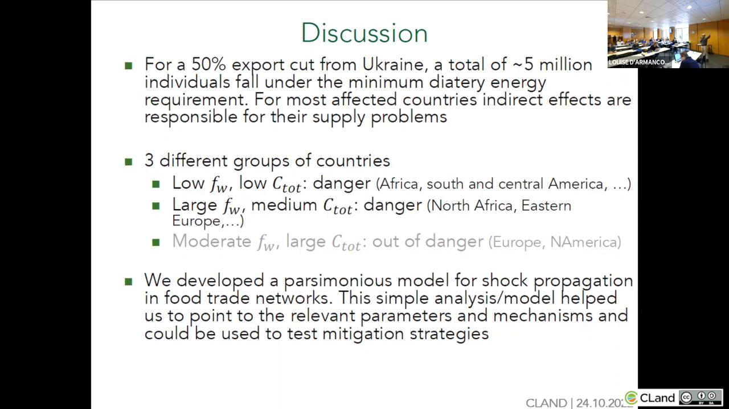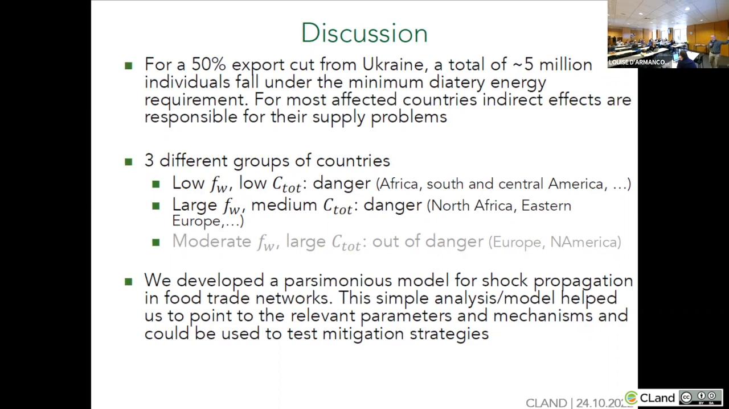So it's because Ukraine is supplying another country in wheat, and this country is then supplying your country. And these indirect paths are the most important reason here for supply problems. And basically, we can identify 3 different groups of countries, and in particular 2 groups of countries that are in danger. And there are basically 2 parameters that come out from that: your dependence on wheat.